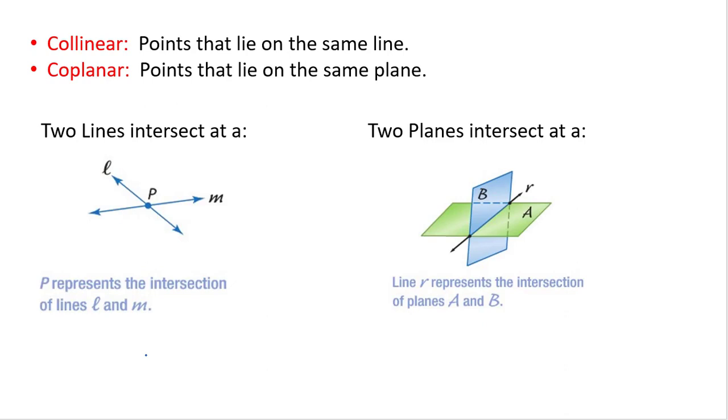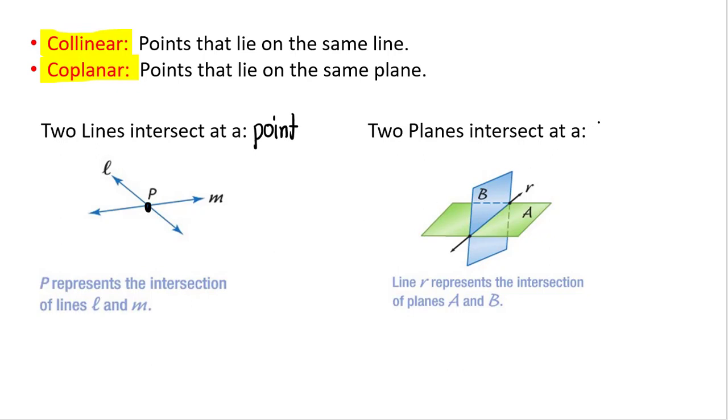Okay, I've talked a little bit about these terms. These are important terms. I would make sure you have everything written down. Collinear: points that are all on the same line. Coplanar: points that are all on the same plane. Two lines intersect at a point. Okay, they have point P as their intersection point.